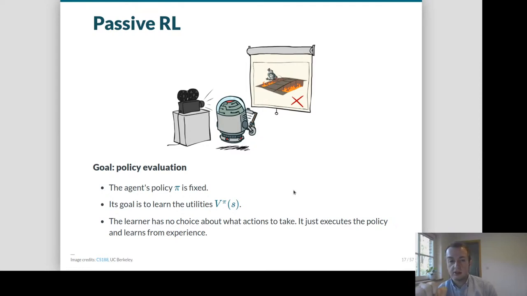This may look similar to what we've seen before, except that this is not actually offline planning, because the agent actually performs actions in the environment, right? You don't pre-compute the solution and then take the action, because you don't know what will be the result of what you do. So you really take actions in the world, and at the same time, you evaluate the goodness of that policy that you are currently executing.